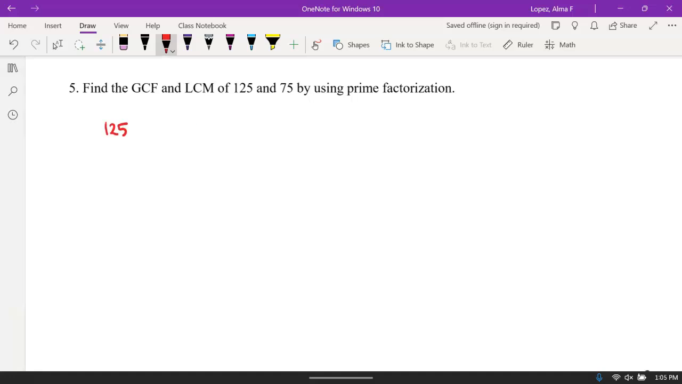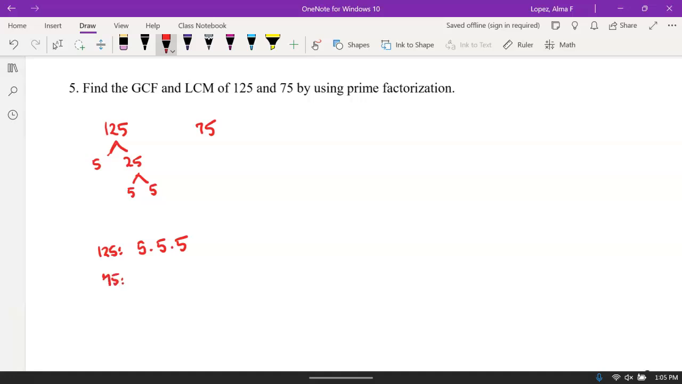For 125 and 75. 125 is 5 times 25. 25 is 5 times 5, just doing a prime factor tree. And so that means that 125 has a factorization of 5 times 5 times 5.